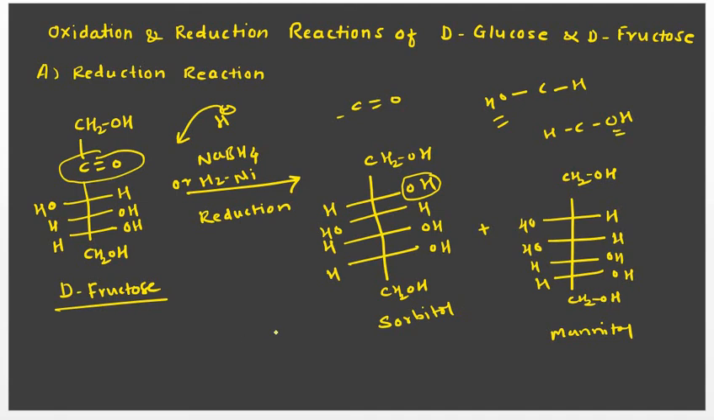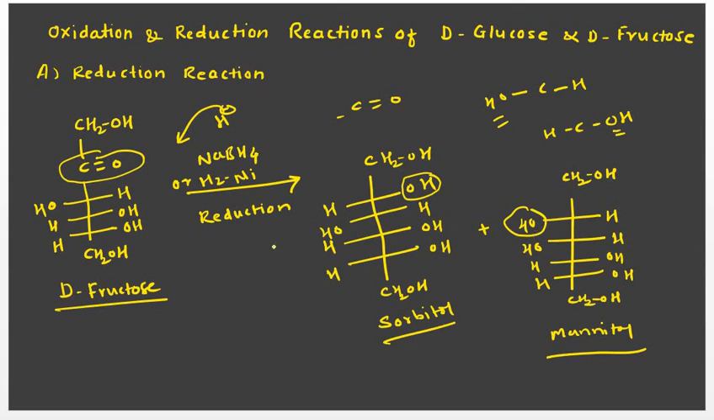Okay, so D-fructose on reduction with sodium borohydride or hydrogen on the surface of nickel is converted into sorbitol and mannitol. There is only a difference in the position of this OH group. In sorbitol, this OH is on the right hand side. In mannitol, this OH is on the left hand side. The other structure is the same.